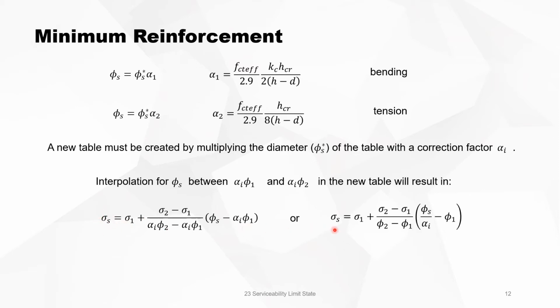If we rearrange it, then we can rearrange it like this. But now we see that this is exactly the same as an interpolation, sigma 1, sigma 2, phi 1, phi 2. It's the same formulation as an interpolation in the original table, but with a diameter divided by alpha e, divided by this factor. So what we do is instead of recalculating the whole table, we just assume a diameter phi divided by the factor, and with this new diameter we make the interpolation to find what is the maximum allowable stress.